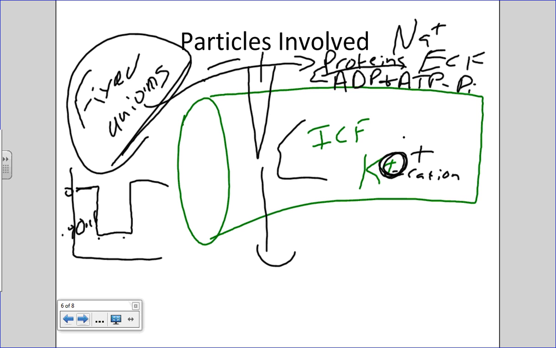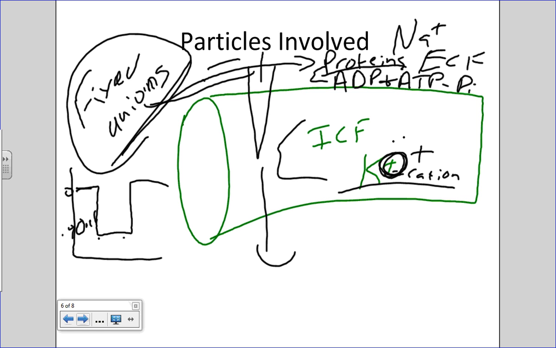All right, so sodium and potassium. Now the question is, which one of these two... no, I forgot to mention this: why do we call these fixed? Why would we call these fixed anions?